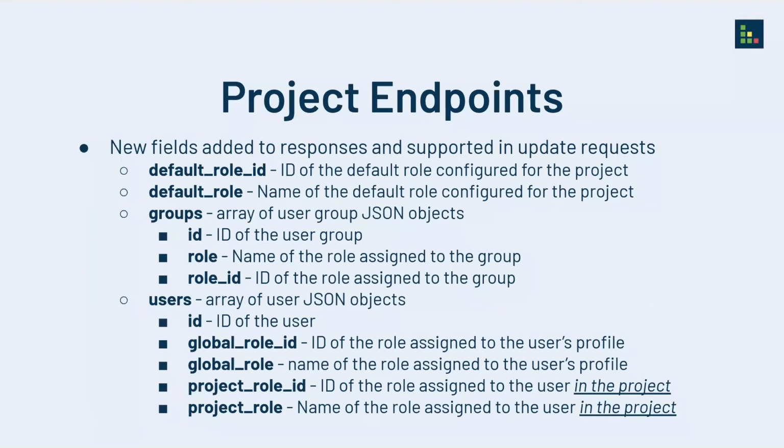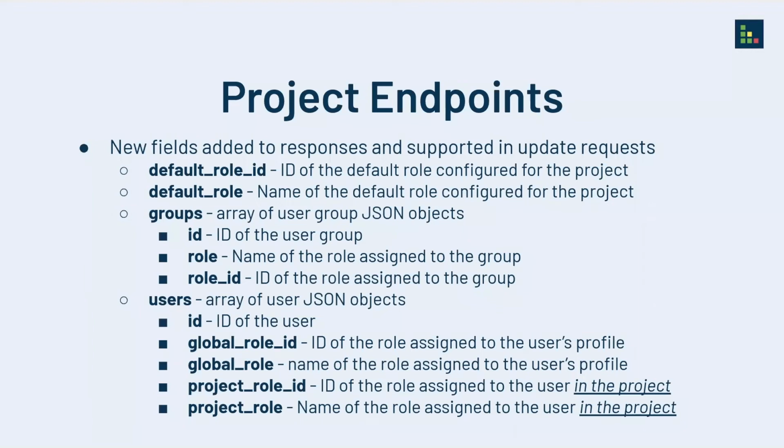We've also added the groups array. The groups array will be just an array of objects containing the groups in your instance and the role permission assigned to those user groups. So you'd see the ID of the user group, the role ID, and then the name of the role, which is assigned to that user group permission.